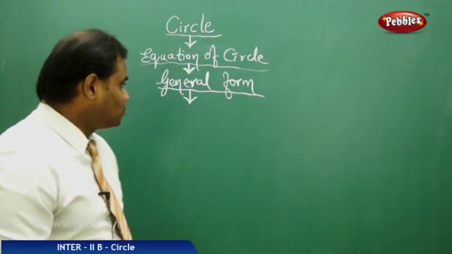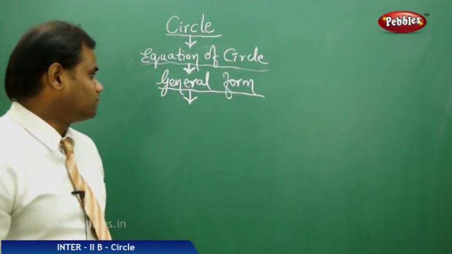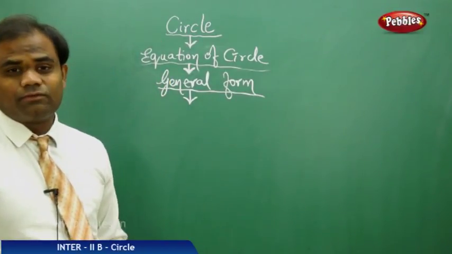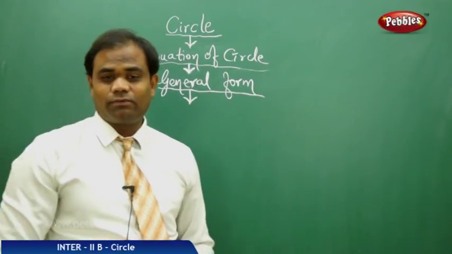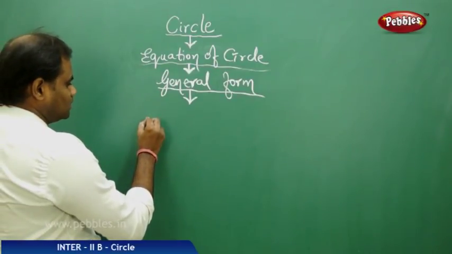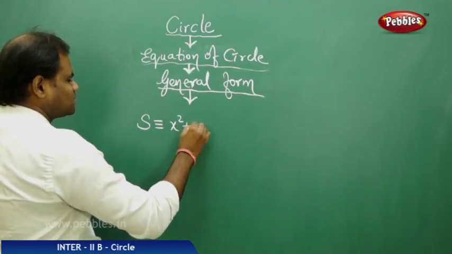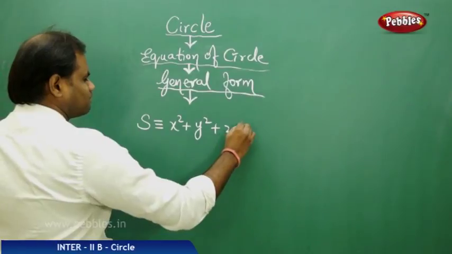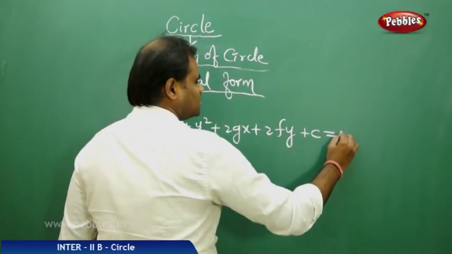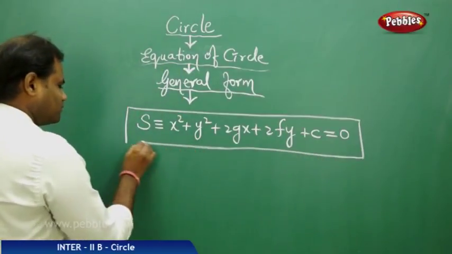Now let's see the equation of a circle in general form. The more meaningful form for the general understanding of the equation of a circle is its general form. The circle with the standard equation, generally denoted by S, given by x squared plus y squared plus 2gx plus 2fy plus c equal to 0, is called the general equation of a circle.